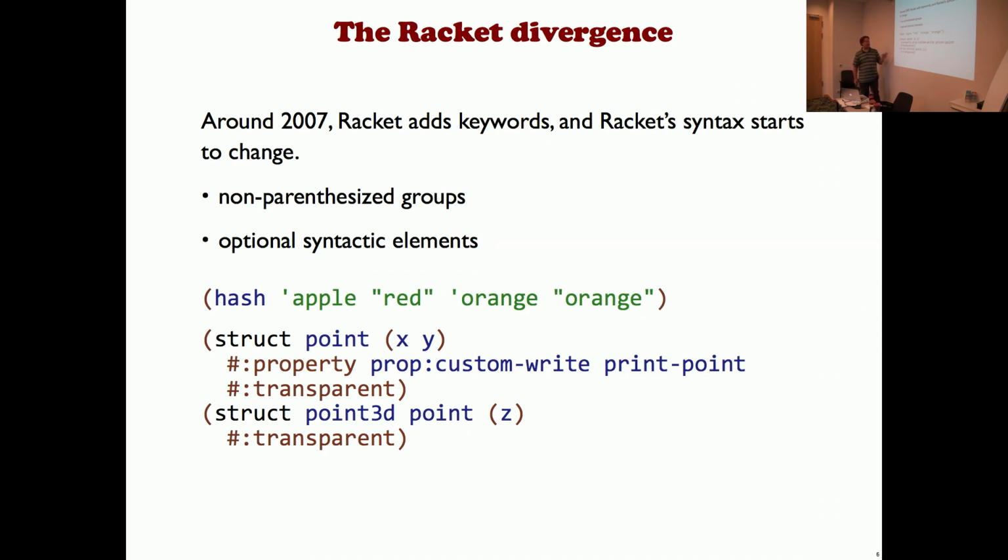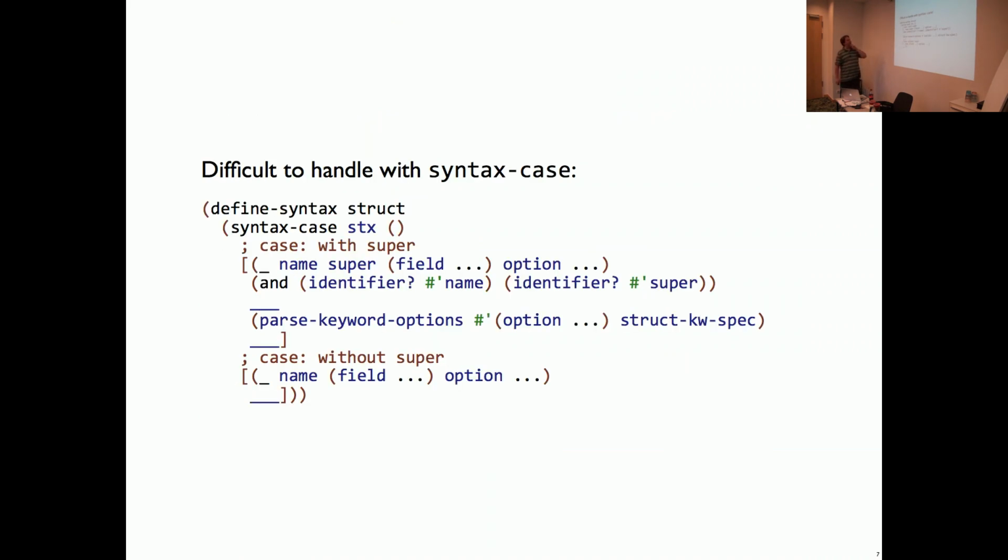And then if we want to extend that, well, there's an optional superstruct that can go in between the name of the struct that we're defining and the field list. Okay, and that might not be there if we're making a built-in struct. So how do you deal with this with syntax case? It looks something like this. If you've got one thing that's optional, then you can make 2 cases.